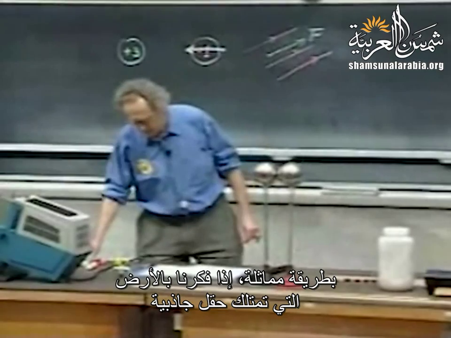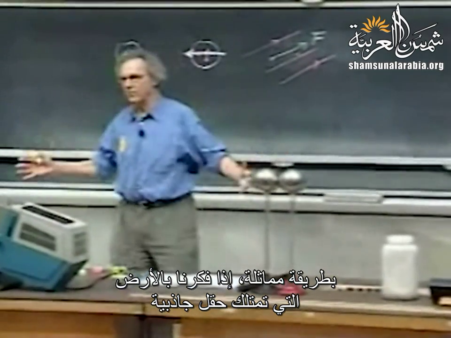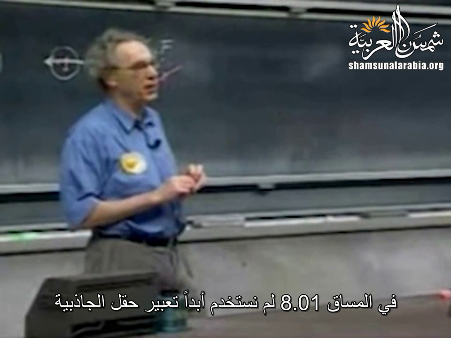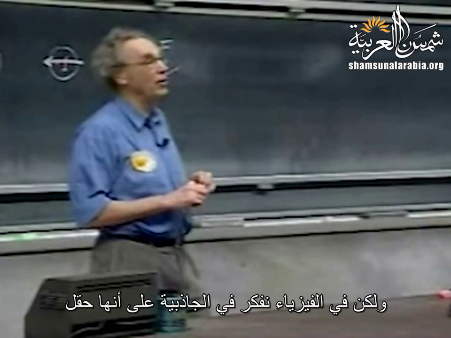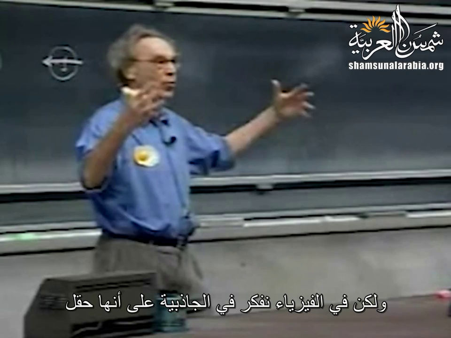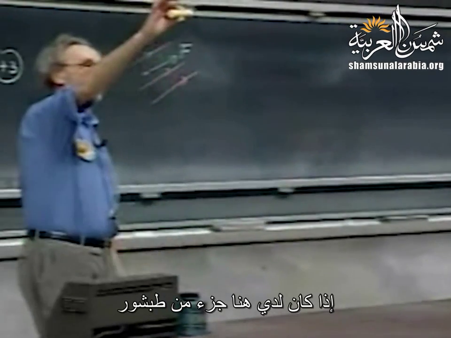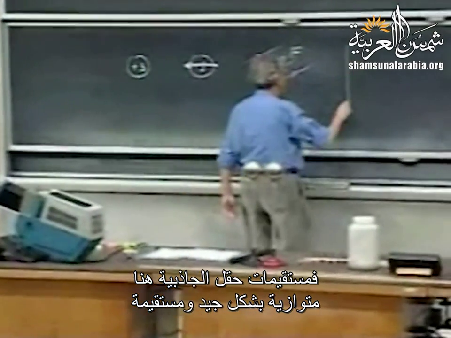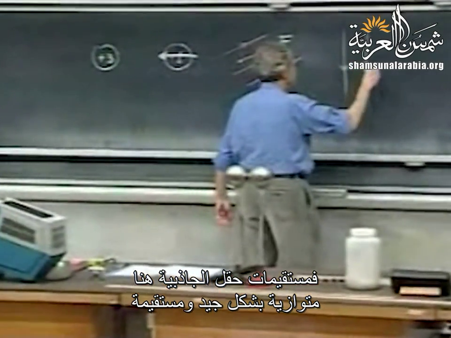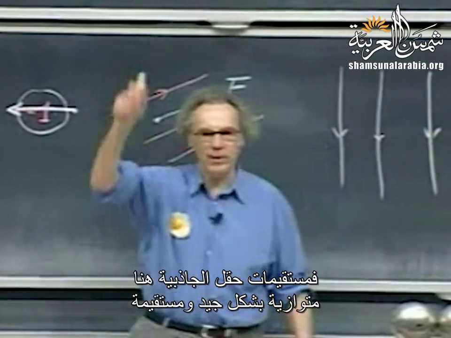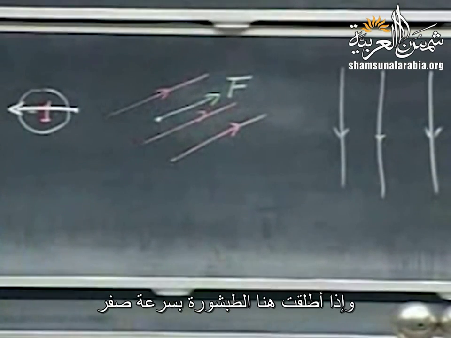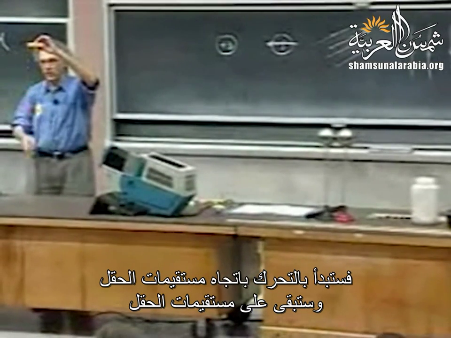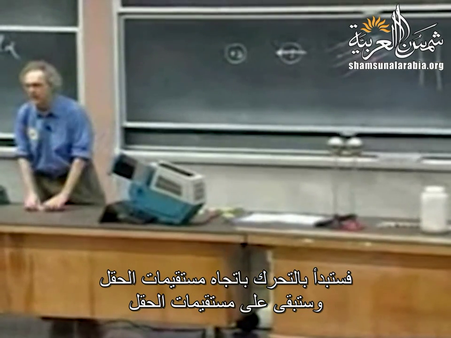In a similar way, if we think of the Earth as having a gravitational field, with 801 we may never have used that word gravitational field, but in physics we think of gravity also being a field. If I have here a piece of chalk, the gravitational field lines, here in 26-100, are nicely parallel and straight, and if I release this piece of chalk at 0 speed, it will begin to move in the direction of the field lines, and it will stay on the field lines.